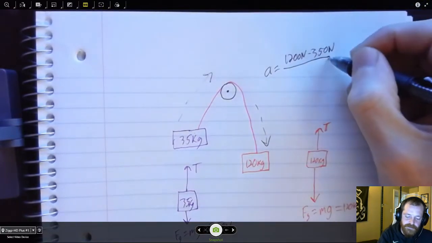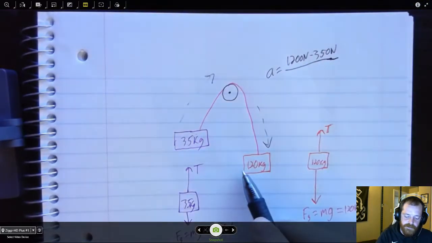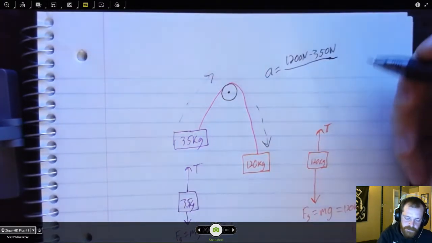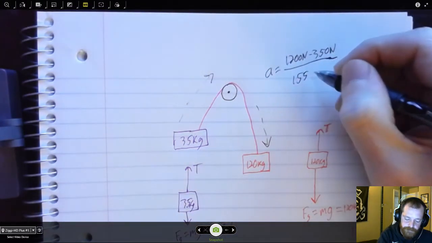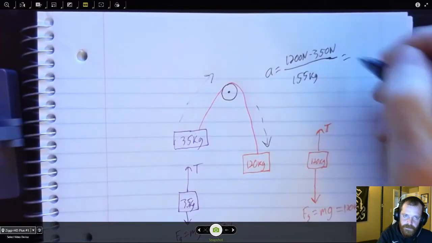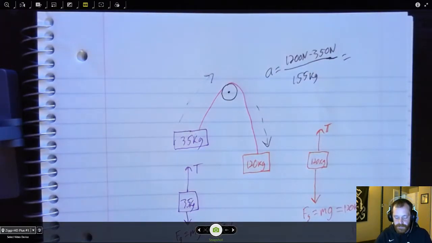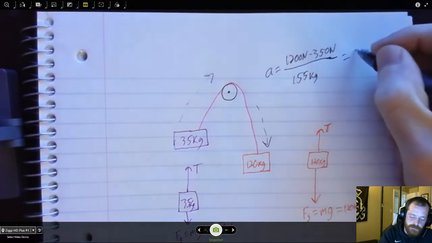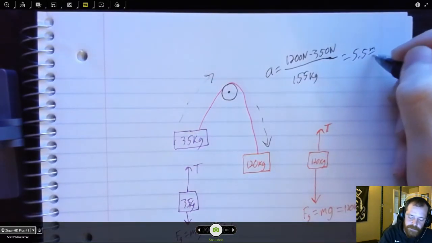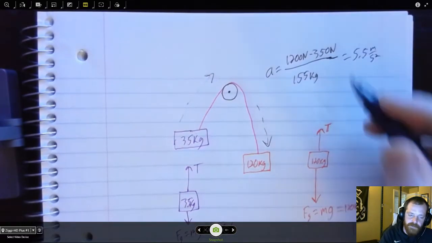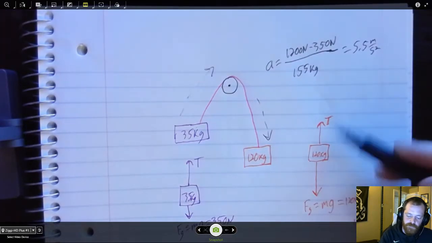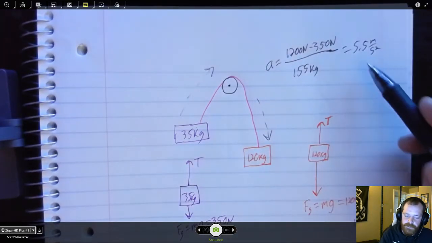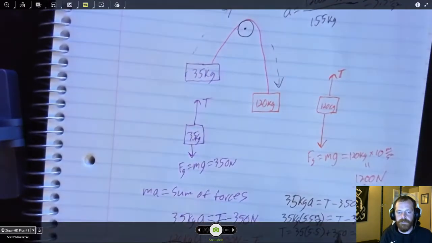And that's divided by the sum of the masses. 120 plus 35 is 155. So that's a shorter way to get the acceleration. It's just knowing it's the sum of the outside forces divided by the total mass of the system. And that would also more quickly get me that 5.5 meters per second squared. I can then plug that in, just knowing the net force of one of the objects, I could plug in the acceleration, just like how we did.